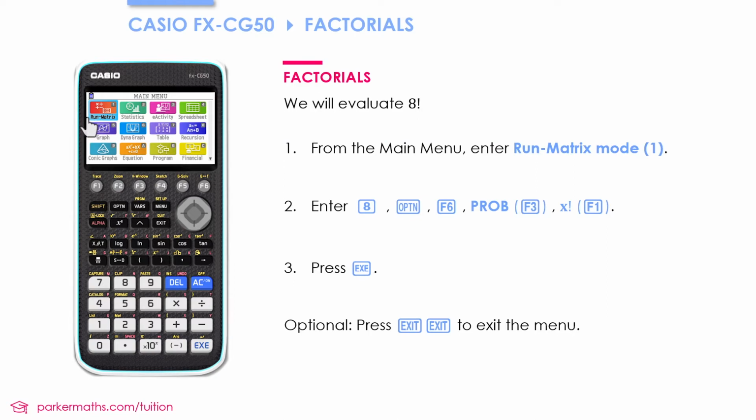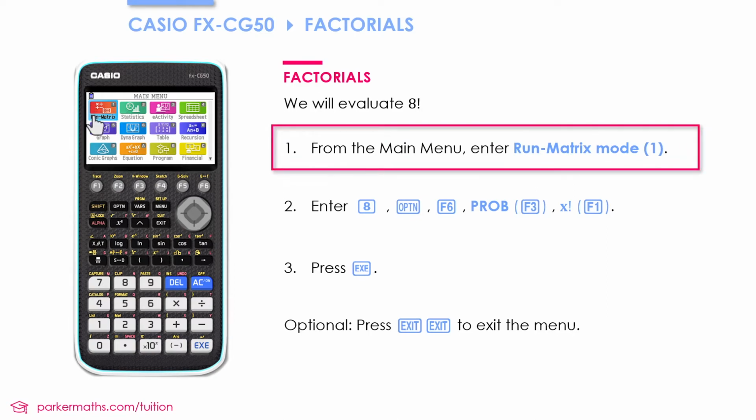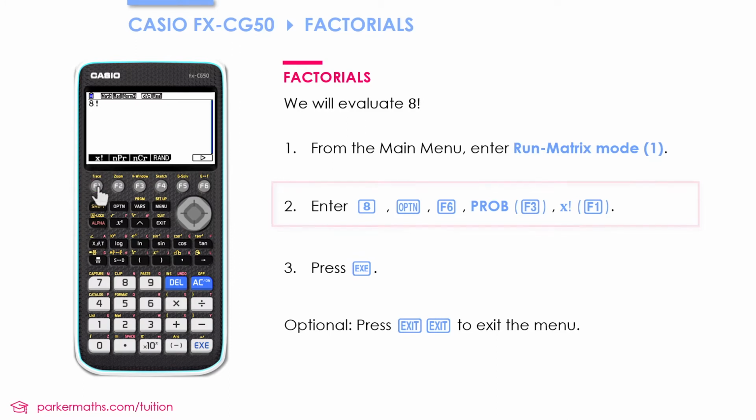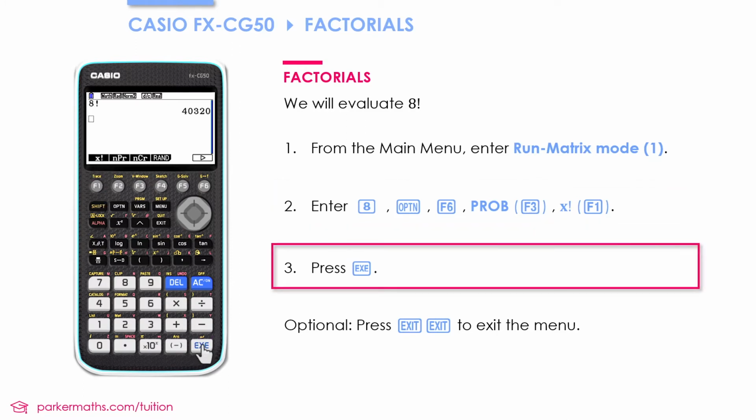So to evaluate factorials, we need to go into Run Matrix mode by pressing 1. Then we're going to evaluate 8 factorial, so we type in the value first, and then we press Option. We want the next menu. It's not on this first set of menus, so we press F6, and then it's in the probability functions here, so F3, and then we press X factorial, which is F1. Pressing EXE will evaluate 8 factorial, 40,320.